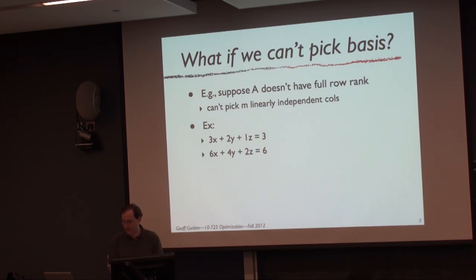And an example of that is something like this, right? 3x plus 2y plus z is equal to 3. 6x plus 4y plus 2z is equal to 6, right? So this constraint is just twice that constraint. And so, for example, if I pick this column and this column, well, this column is 3/2 of this column, so they're not linearly independent. And no matter what pair of columns I pick, I'm not going to be able to get linearly independent ones.